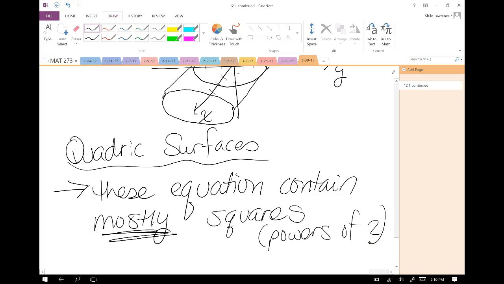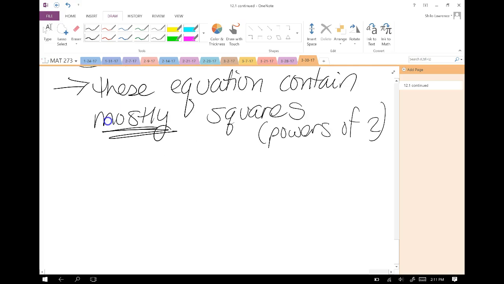There is one equation here where one variable is not squared. All of their equations, all of their variables, everything's going to be squared. So that's why I said mostly. Everything's squared here in our quadric surfaces.